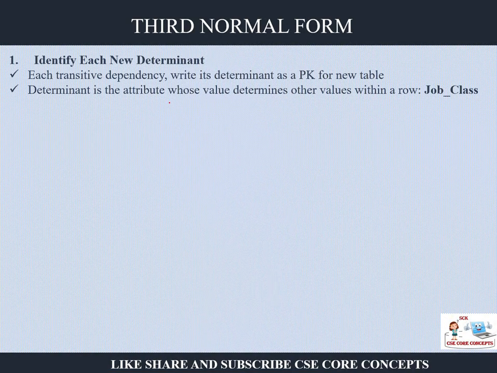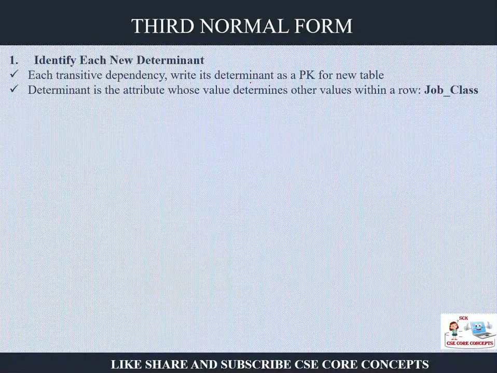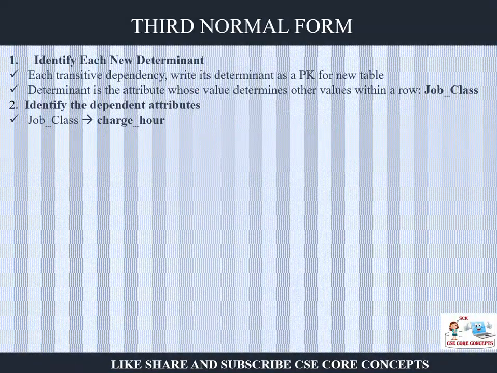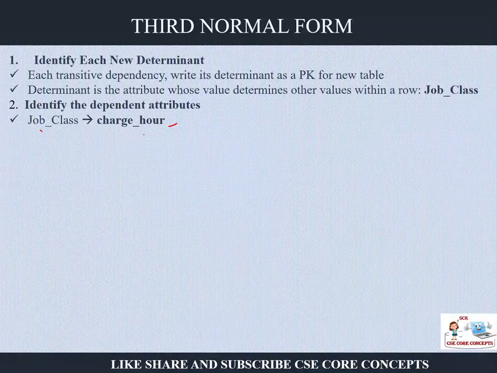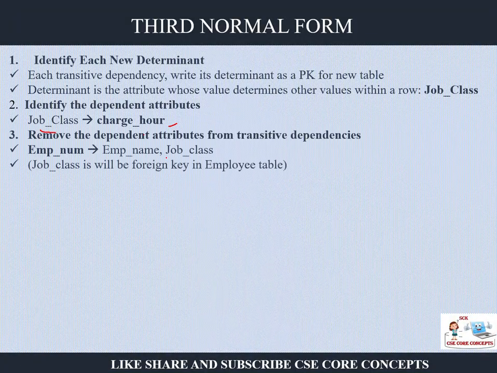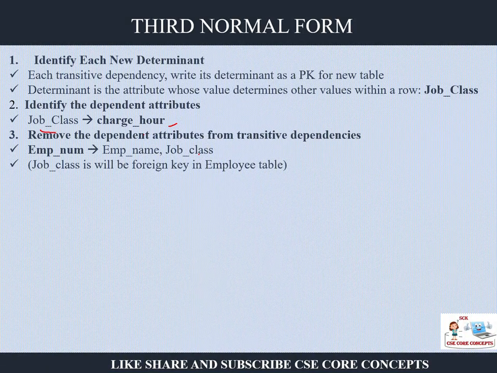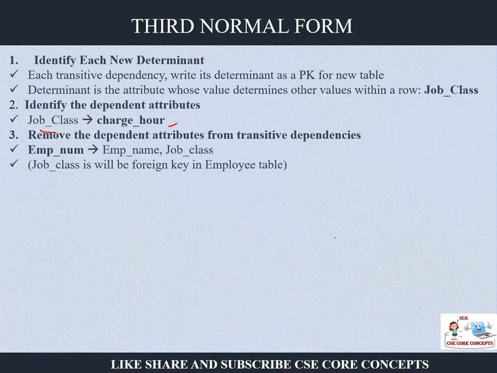So what is a determinant? It is the attribute which is going to determine the value of another within a row. Understood? So job class will determine the charge per hour. So here we are saying that charge per hour is the dependent attribute, and job class is the determinant. So we are going to remove those two attributes from the employee table. And job class will have to be here, because for the employee we need to add the job class. So it will act as a foreign key in the employee table.